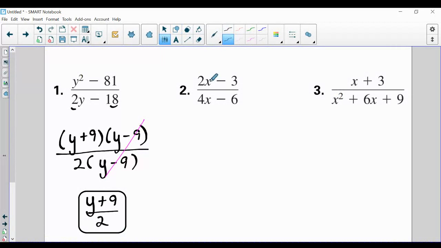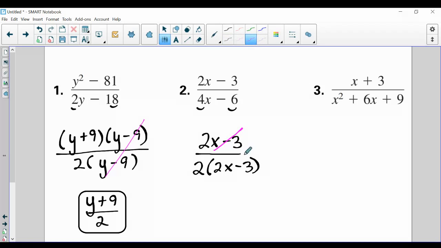In number 2, the numerator does not get factored. We don't have a GCF. So let's go ahead and move to the denominator. There's a GCF of 2. So I'm going to rewrite the numerator as is. The denominator has a GCF of 2. And we'll have 2x minus 3 remaining once we've taken out the GCF.